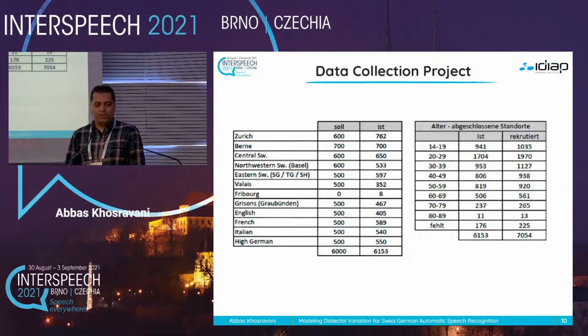We have different dialects in different regions, and this is the expected number of recordings and the final number of recordings, as you can see here. And we have also collected data for English, French, Italian, and Standard German. And we also tried to collect data from different age ranges, as you can see here.